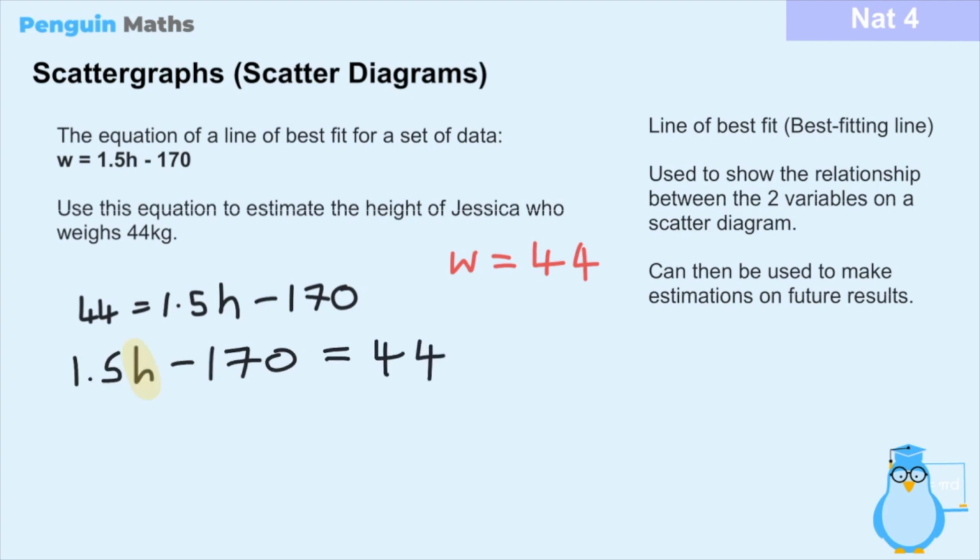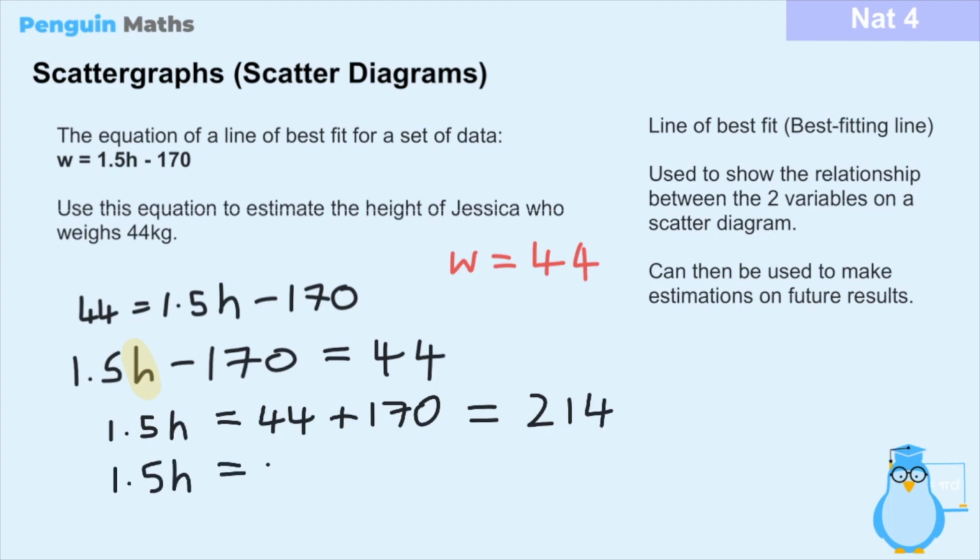So now what we want to do is rearrange so that the variable h is by itself. To do that, we take this minus 170 over to the other side, and because it's minus on this side, it becomes plus on this side. So we have 1.5h is equal to 44 plus 170, and we know that 44 plus 170 is equal to 214. So that would mean then that 1.5h is equal to 214.